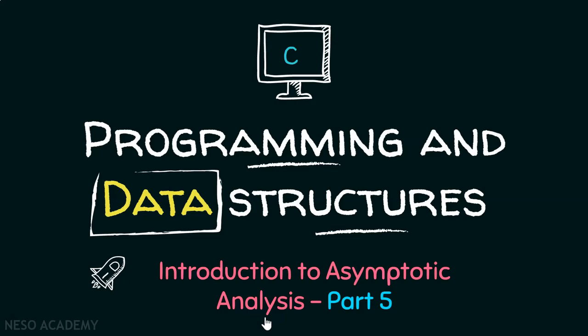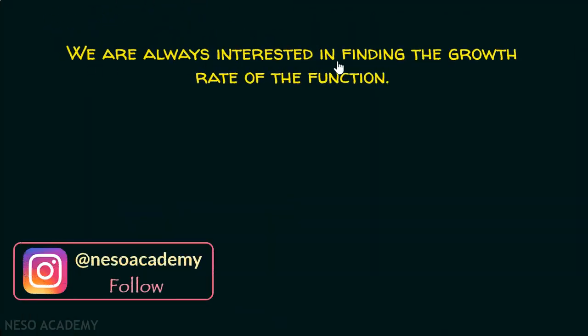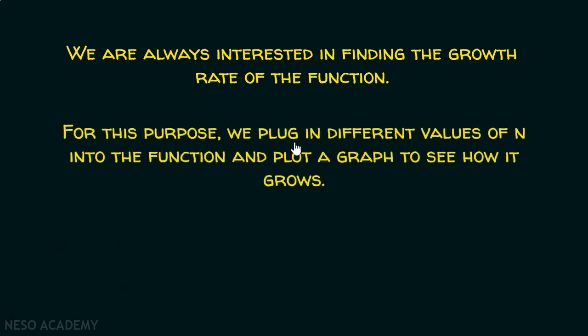So let's get started. We are always interested in finding the growth rate of the function, isn't that so? We will take one function under consideration and compare it with the size of the input. As the size of the input grows, how our function grows, we need to know that. For this purpose, we plug in different values of n into the function. N is basically representing the size of the input. We plug in different values of n into the function and plot a graph to know the growth rate of the function. But why do we need to do this?